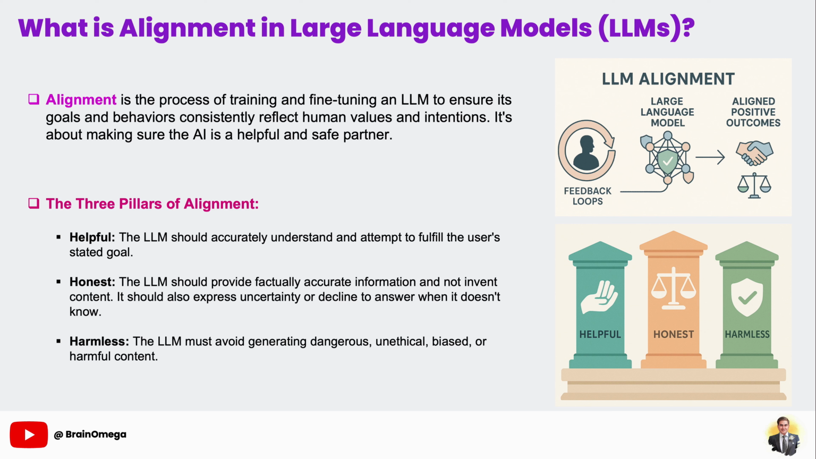This pillar is all about building trust. And third, harmless. This is the ethical safeguard. The model must be explicitly designed to steer clear of generating content that is dangerous, biased, unethical, or otherwise harmful. It's our commitment to ensuring AI contributes positively to the world. By focusing on these three pillars, we can guide the development of large language models that are not just powerful, but also principled and beneficial for everyone.